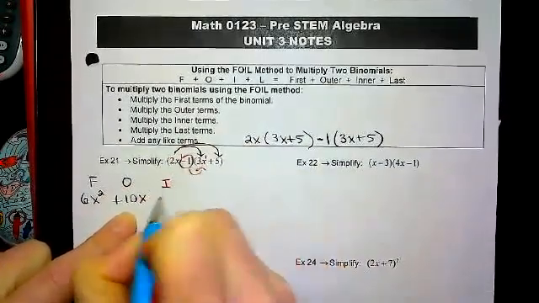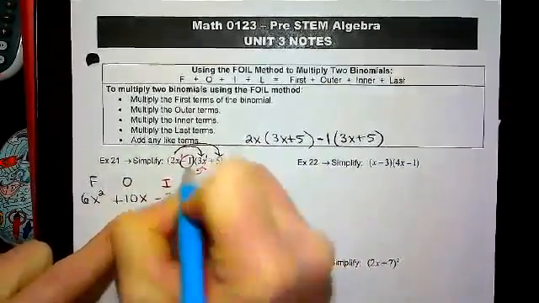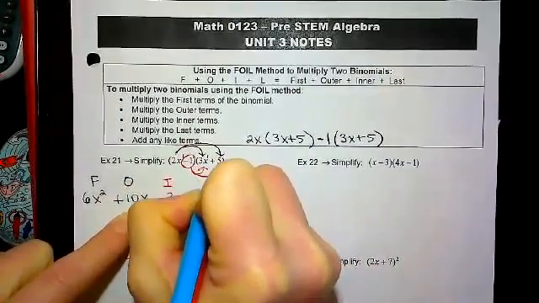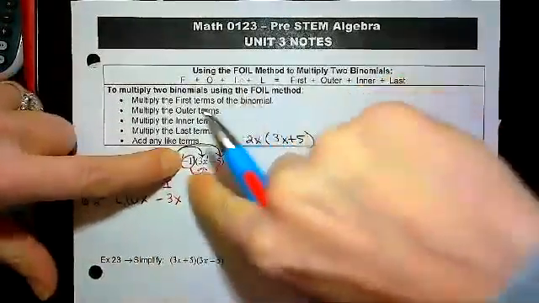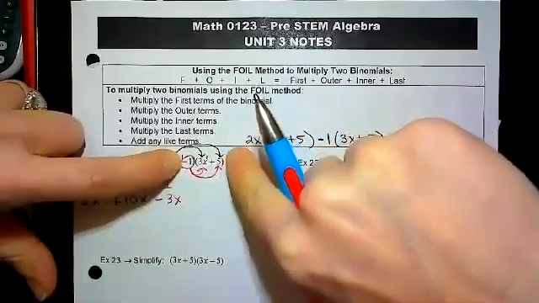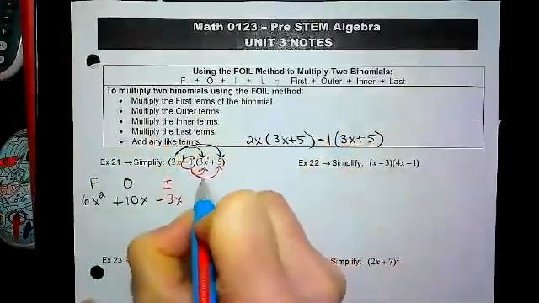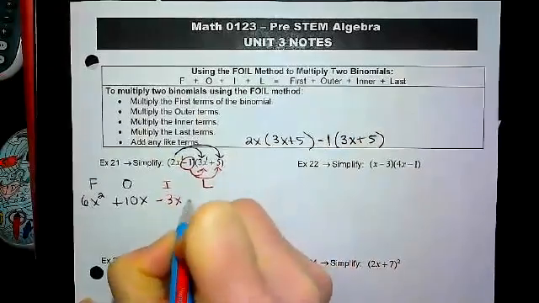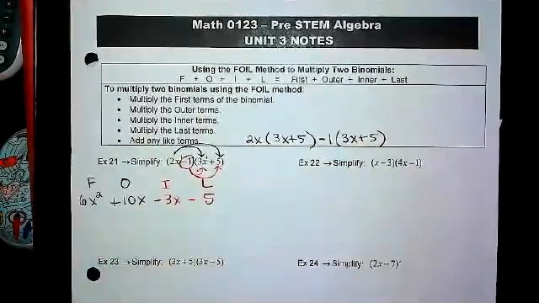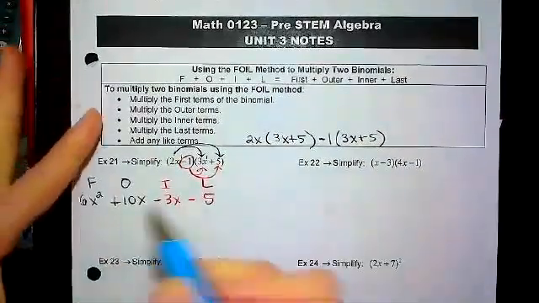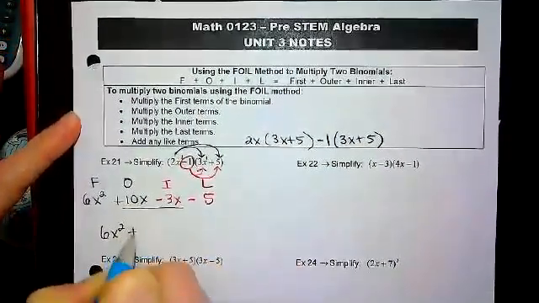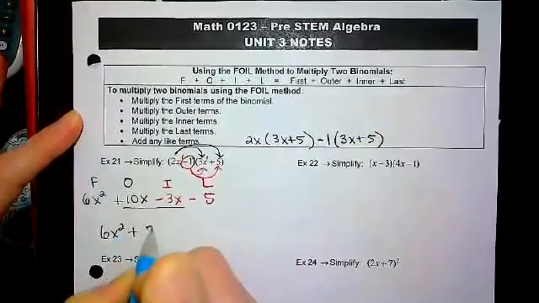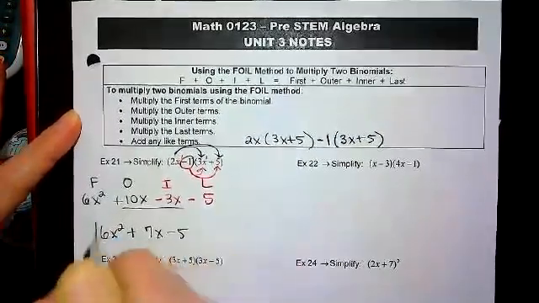So -1 times 3 is a -3x. And again, those are called inner terms because they're on the inside of the parentheses. The last terms, meaning the last terms in both parentheses, is the L part. So -1 times 5 is a -5. So we have like terms that could be combined right here. I have 6x squared plus 10 minus 3 is 7x minus 5.